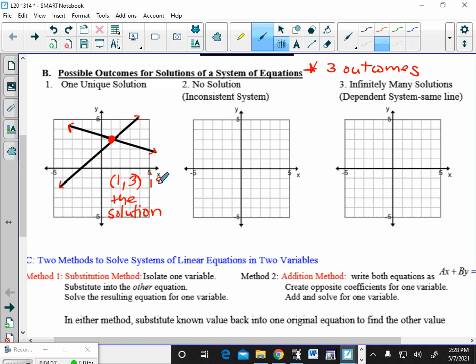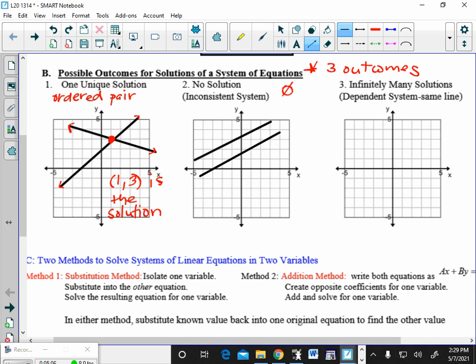The second case is no solution. When you have one solution, you will have an ordered pair for your solution. When you have no solution, you will have the empty set as the solution. These are called inconsistent systems. What do the equations in these systems look like? Well, these are parallel lines, so there's no point of intersection.